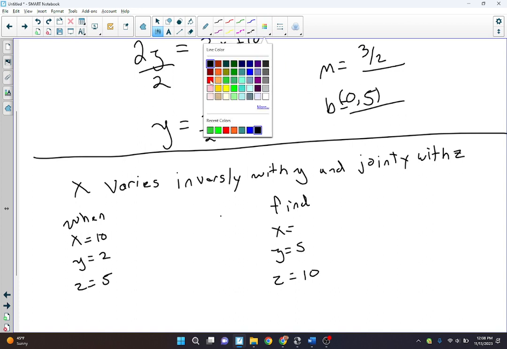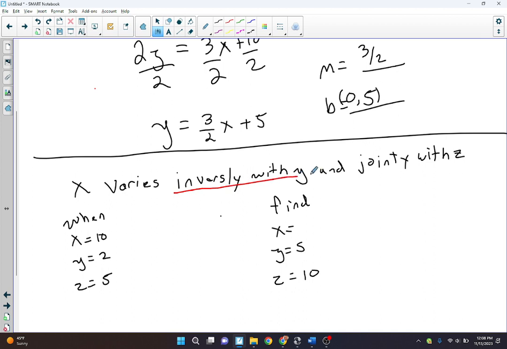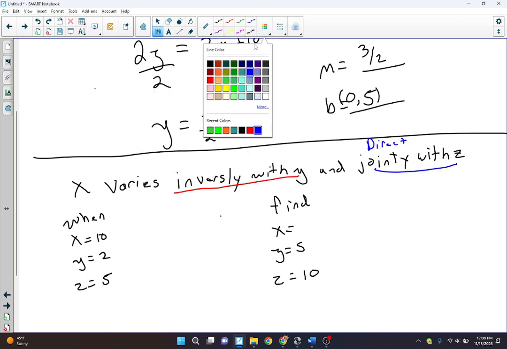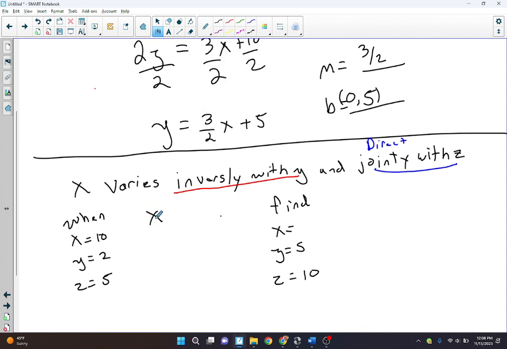So in this situation, the first thing you need to do is set it up. It's inversely with y and jointly with z. Jointly, or you might see as directly, or direct. With that in mind, inversely tells me that that variable is going to be on the bottom. So x equals, you can use k or the letter a, a, where jointly goes with on the top, so that's z, and inversely goes on the bottom, which is y. So make sure you set it up correctly or you're going to get it wrong.